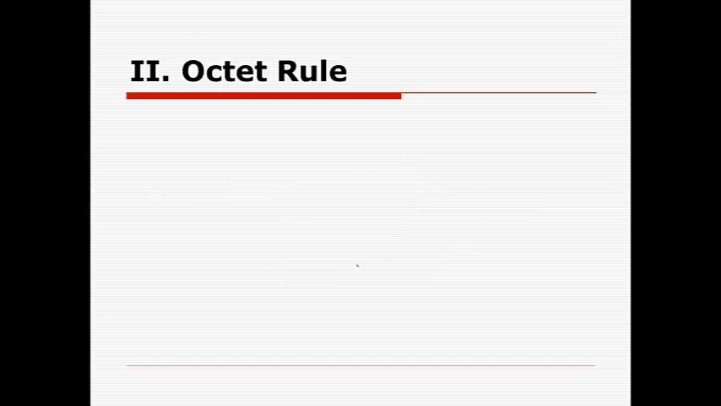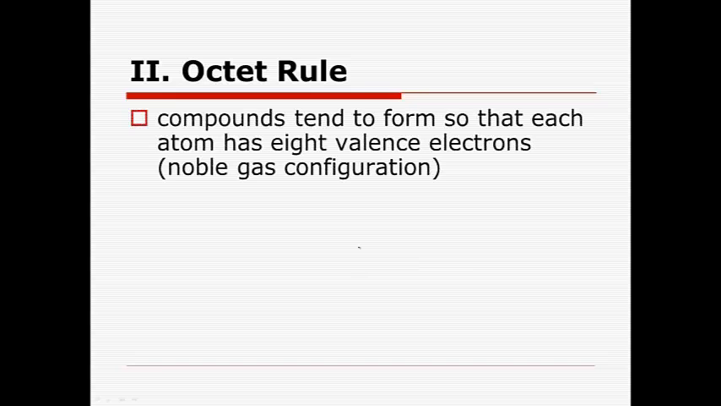Next thing we'll look at, the octet rule. The octet rule says that atoms tend to form so that each atom has 8 valence electrons, hence the name octet. But the more correct way to say it is that they form so that they end up with a noble gas configuration. In most cases, that means 8 valence electrons, but in the case of helium, remember, 2 made it stable.